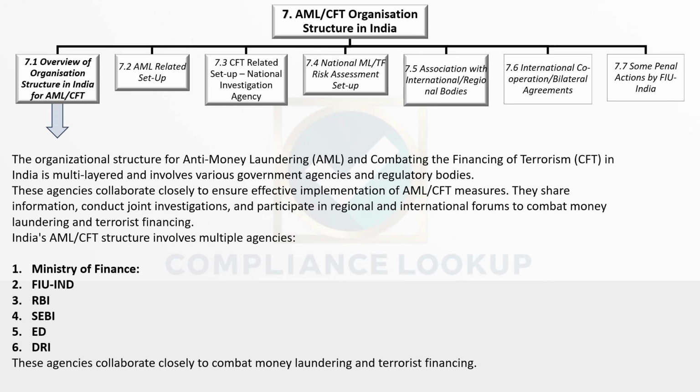Key agencies involved: 1. Ministry of Finance. It oversees the entire AML-CFT framework. 2. FIU-IND, Financial Intelligence Unit. It analyzes financial transactions and reports suspicious activities. 3. RBI, Reserve Bank of India. It regulates and supervises banks and financial institutions. 4. SEBI, Securities and Exchange Board of India. It regulates the securities market to prevent financial crimes.